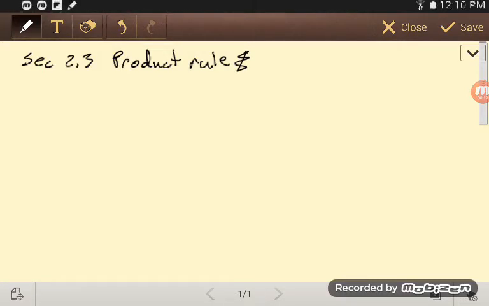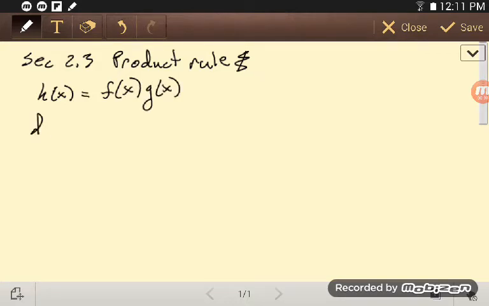It's just product rule. And so, in this case, we're just asking if I have a function h of x that looks like two other functions multiplied together, well, that's ugly, how would I take its derivative?